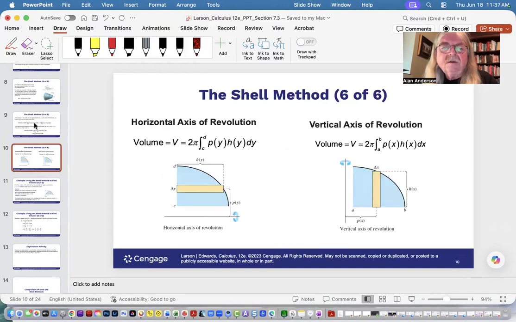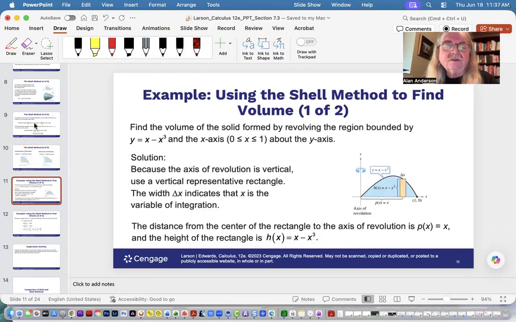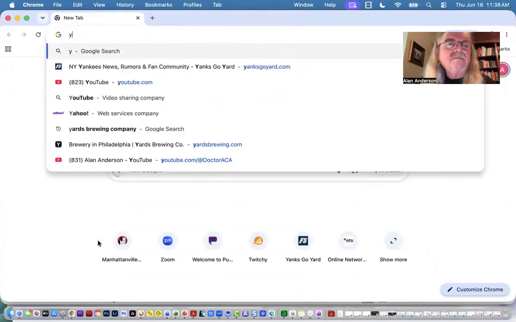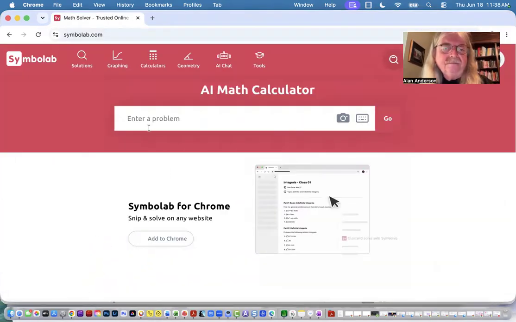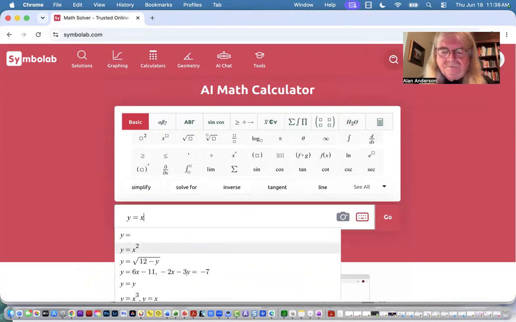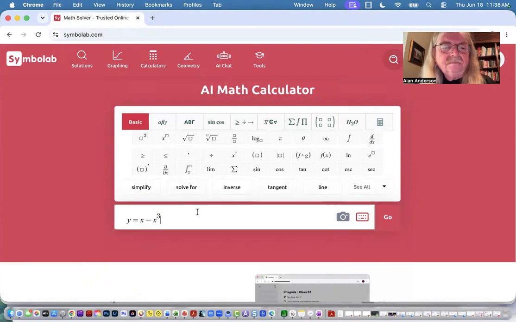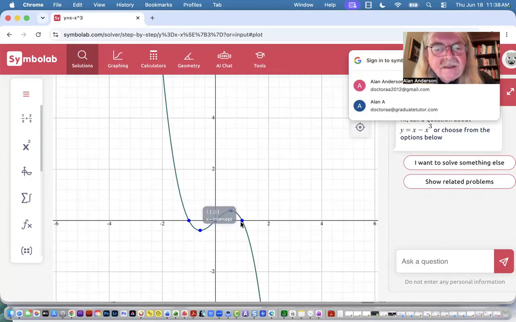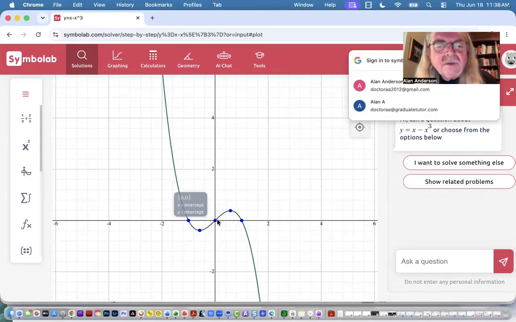All right, here we go. These are the formulas that we'll use in both cases, depending on which axis we're revolving around. We'll keep these handy as we go along. So we'll start with this one. We have this function, y equals x minus x cubed. Why don't we take a quick peek at Symbolab? Now this is 1, 0. So it looks like they only want us to focus on this little piece here that is above the horizontal axis from 0, 0 to 1, 0.